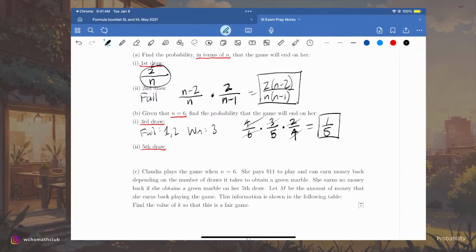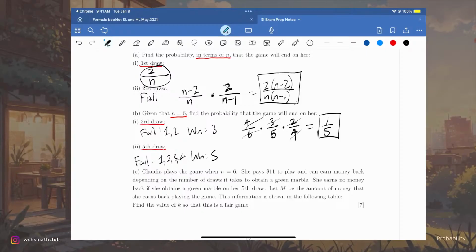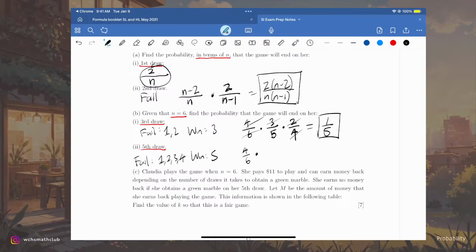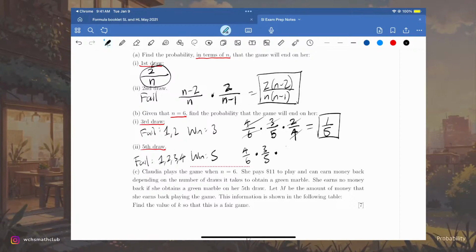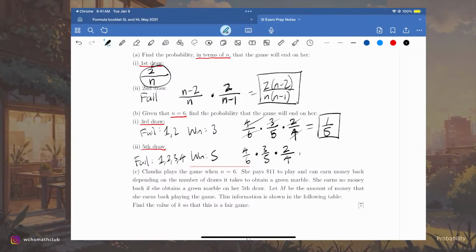Now we're going to do the fifth draw. Essentially it's the same strategy. We're gonna fail on 1, 2, 3, and 4, and then win on our fifth draw. So what we get here is 4 over 6 times 3 over 5. Now we're going to continue in this fashion. So there's 2 red marbles left. 2 over 4 times 1 over 3.